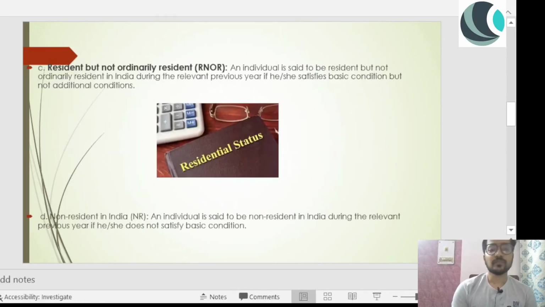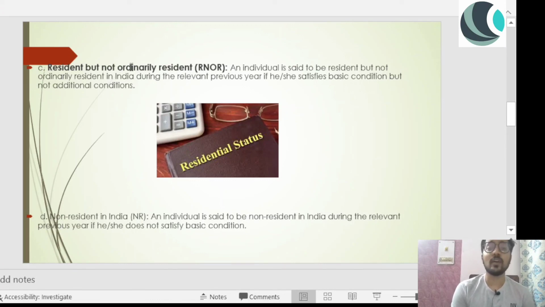Resident but not ordinarily resident. An individual is said to be resident but not ordinarily resident in India during the relevant previous year, because you have to remember we are talking about the relevant previous year, and it will be given in all the definitions. So an individual is said to be resident but not ordinarily resident in India during the previous year if he or she satisfies the basic condition. You have to satisfy the basic condition, only then can you be categorized as ordinarily or not ordinarily resident, but not the additional conditions. So there are two additional conditions as well.